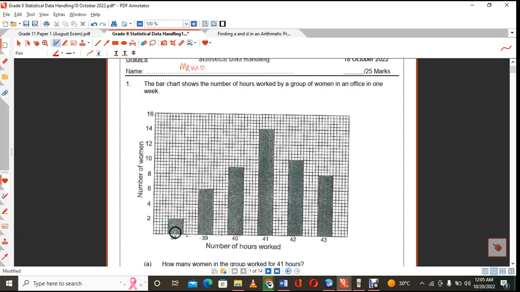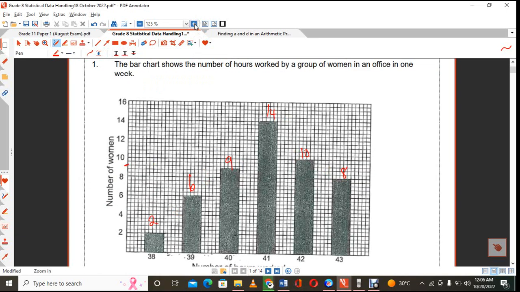The women who worked for 38 hours, they were just two. The ones who worked for 39 hours, they were 6. The ones who worked for 40 hours, they were 9. Remember that is going to be halfway between 8 and 10 there. The ones that worked for 41 hours, they were 14. The ones that worked for 42 hours, they are 10. And 8 worked for 43 hours. That information makes it a bit easier for me to answer the questions.